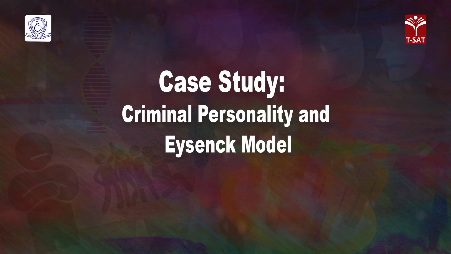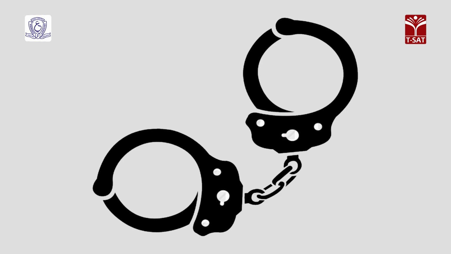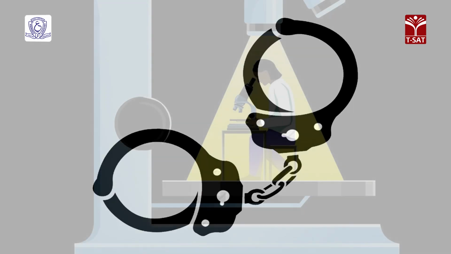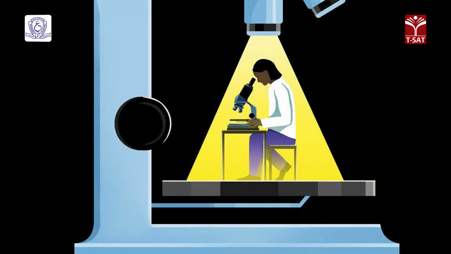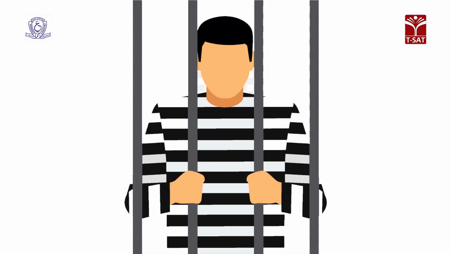Next, we are going to learn about a case study: criminal personality and Eysenck's model. Criminality was and is one of the biggest unknowns about human beings that theorists have attempted to explain. Sometimes they were successful and other times they did not come up with any good answers. But there has been a lot of research done on understanding the personality of a criminal. One such is Eysenck's model of criminal personality.